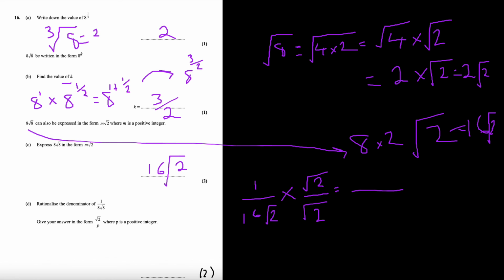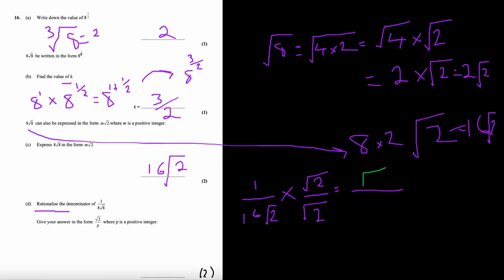It doesn't matter if we have a surd on the top, but the whole point of rationalizing the denominator means that we don't want a surd on the bottom of our fraction anymore. So on the denominator, all we want is just a whole number. It doesn't matter what is on the top of my fraction. Hopefully you're with me so far.